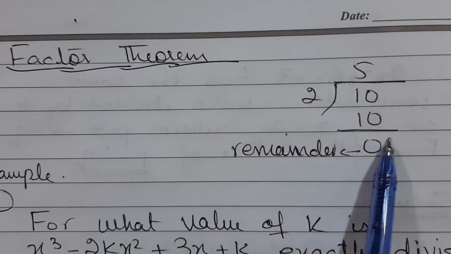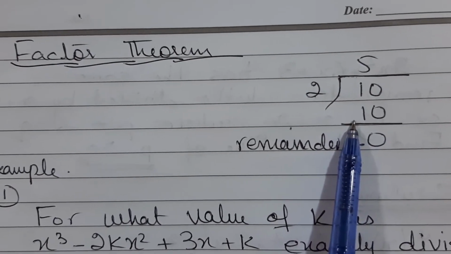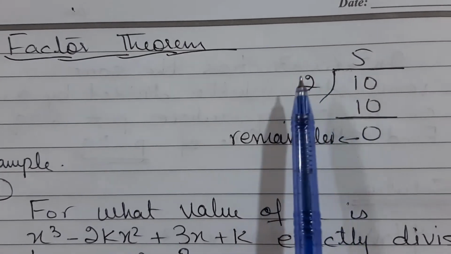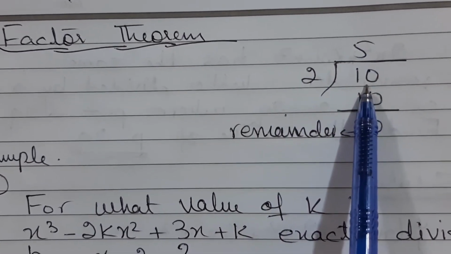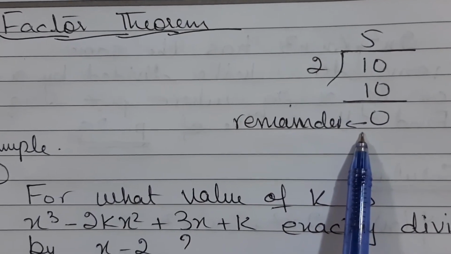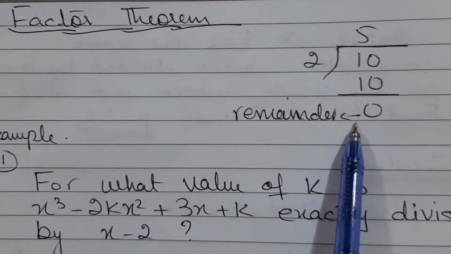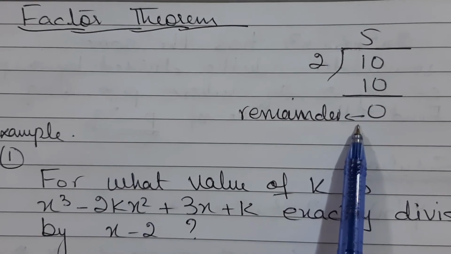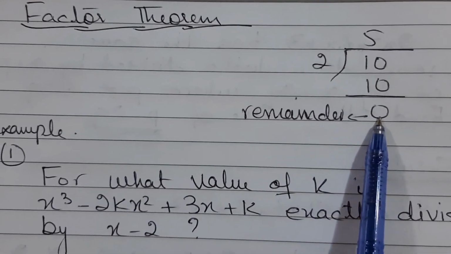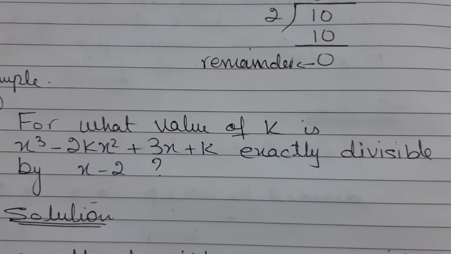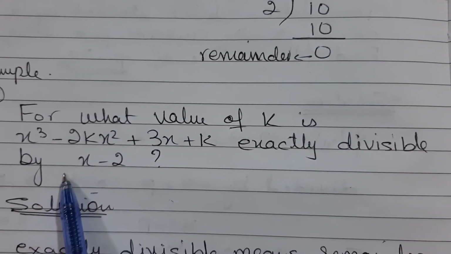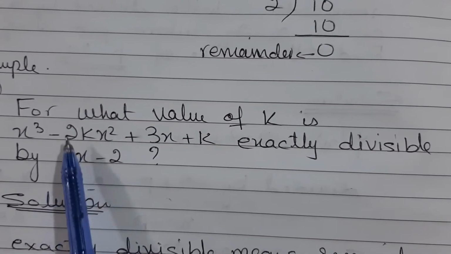Let's see through numbers. If you do long division, 2 and 5 are factors of 10, right? Because the remainder is 0. So the method will remain the same, but now your remainder will be 0. So let's see the question, how do we do it? Again, I have taken an example from the book only.